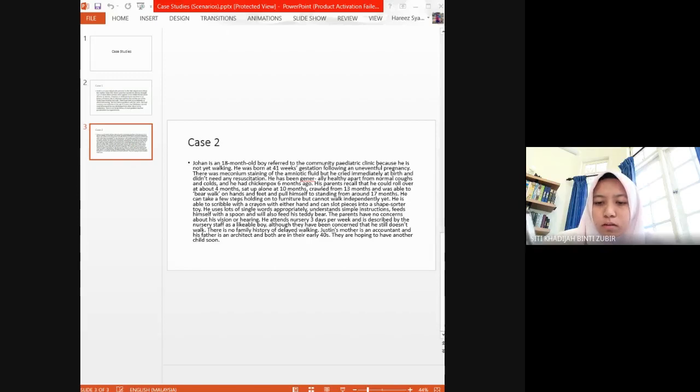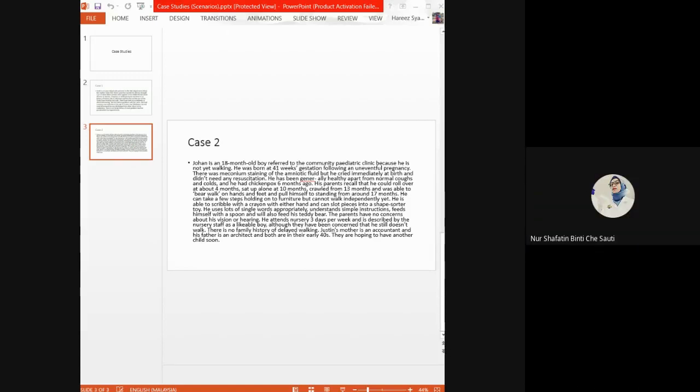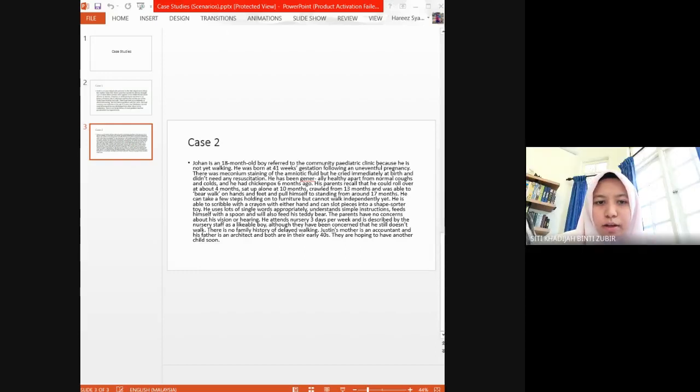Yes, we can. Before that, I just want to ask, for this child, is it a global developmental delay or just a delay in walking? I think delay in walking. Just delay in walking, right. Other than that, how about rickets? Because in a patient with rickets, he might have difficulty in walking, right? Yes.